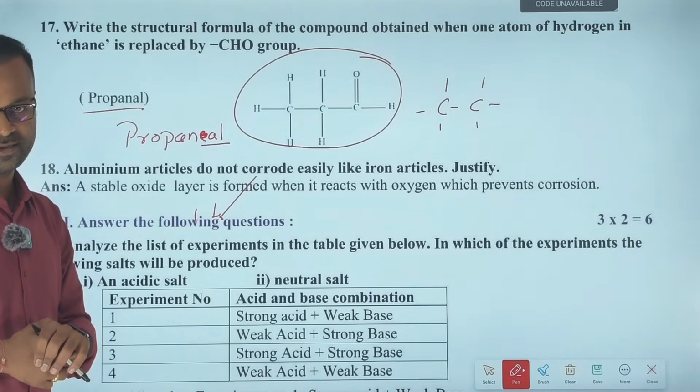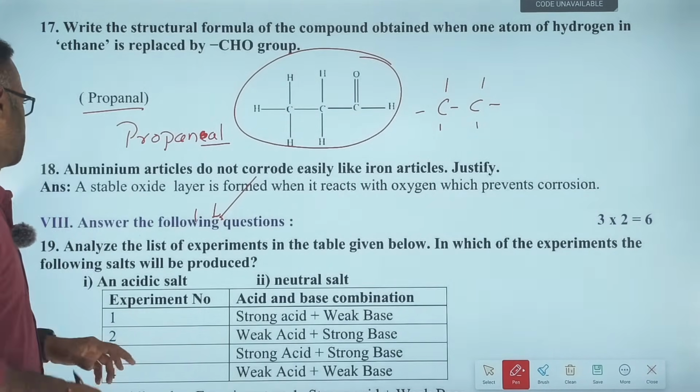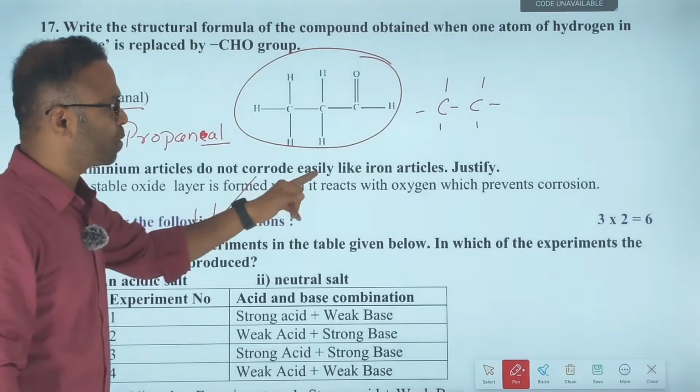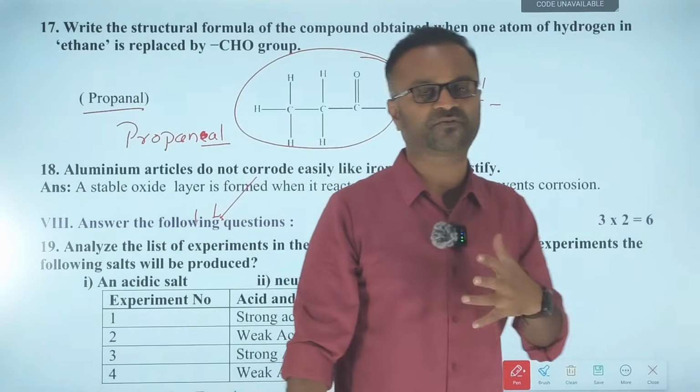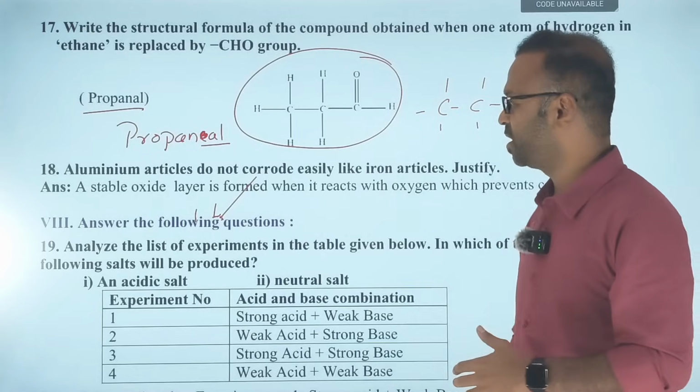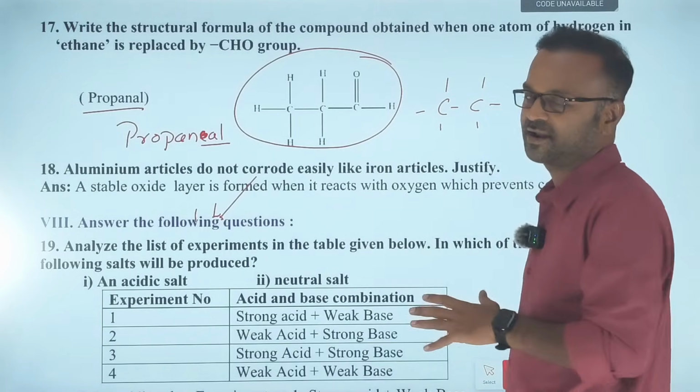Yes, it is clear. Yes. Okay. Aluminum articles do not corrode easily like iron articles. Justify this statement.